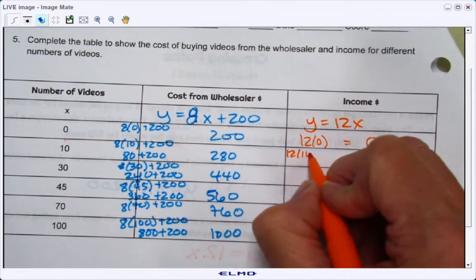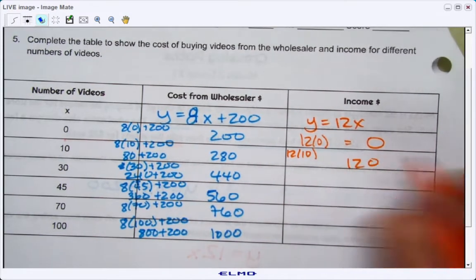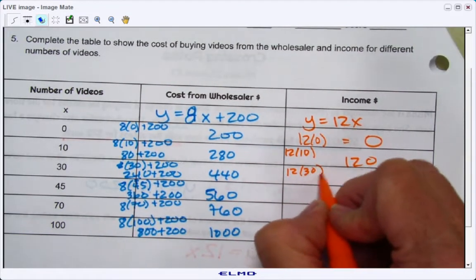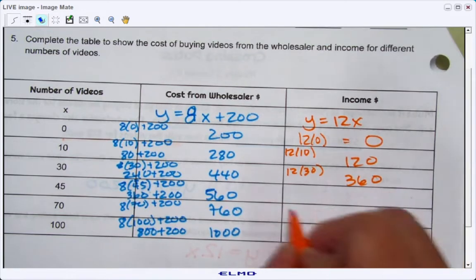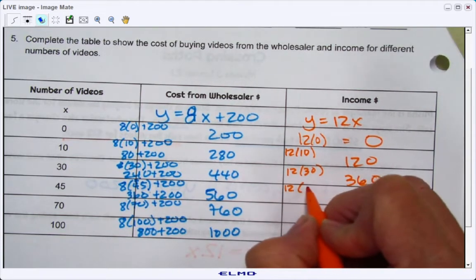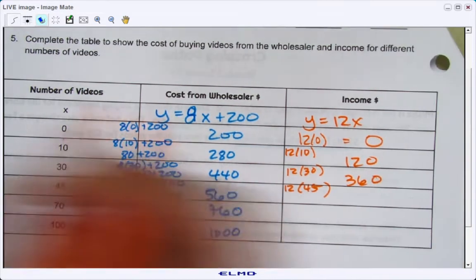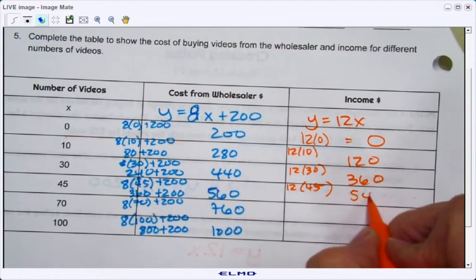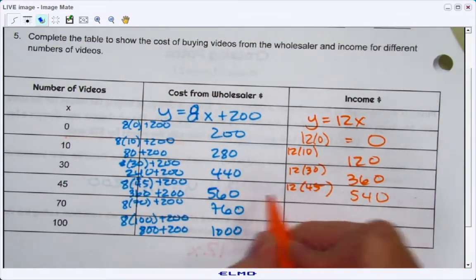12 times 10 will get me 120. 12 times 30 will get me 360. 12 times 45, I actually need a calculator for. 12 times 45 will get me 540. Ooh, look at that. Aren't these getting super close to each other?